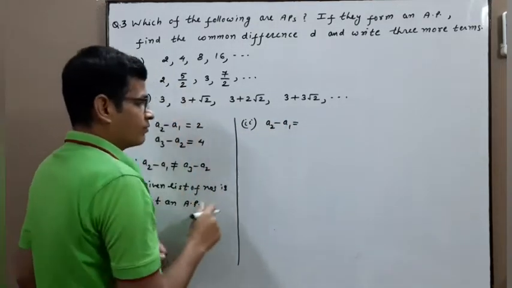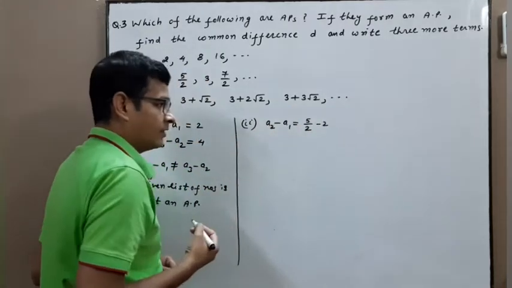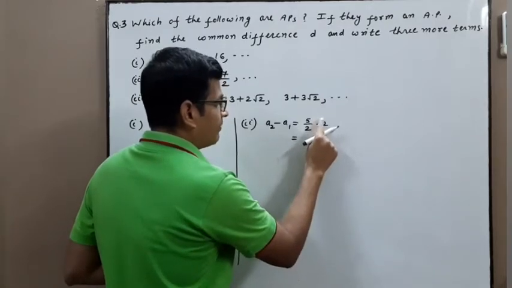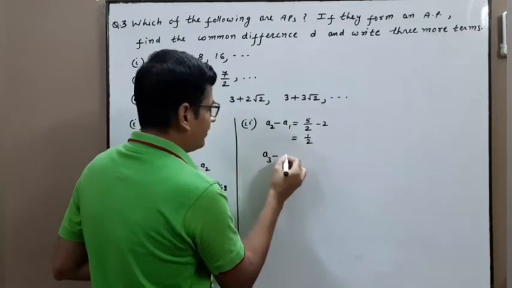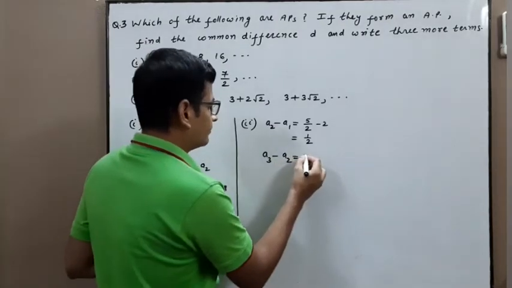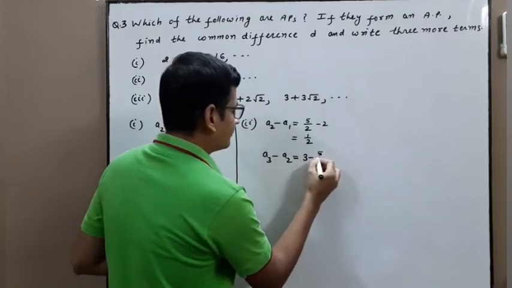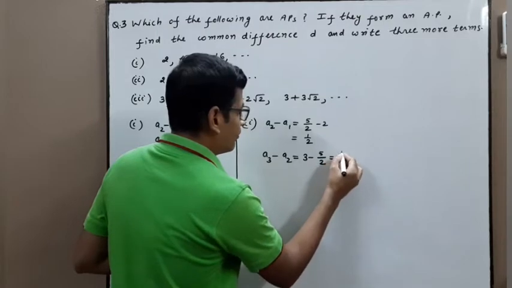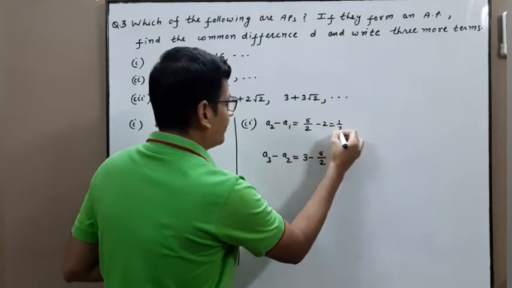5 by 2 minus 2 is equal to 5 by 2 minus 4, so 1 by 2. A3 minus A2 is 3 minus 5 by 2, which is equal to 1 by 2.